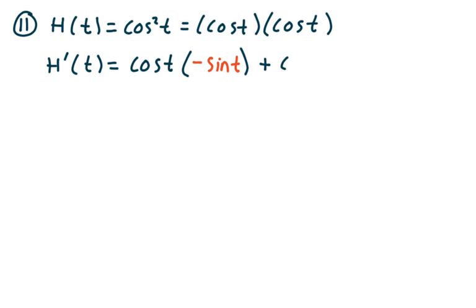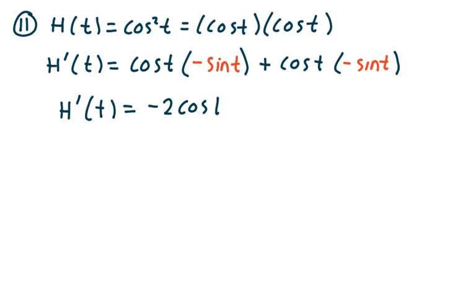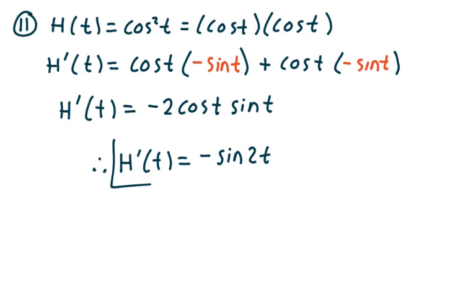And then I'm going to write down the second function and take the derivative of the first function, which again is negative sine t. And so h prime of t is negative 2 cosine t sine t. And that should look familiar. So it turns out h prime of t is negative sine 2t. That's number 11. Let's take a look at 13.